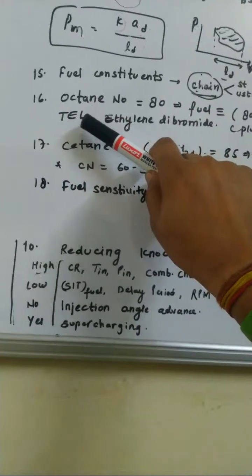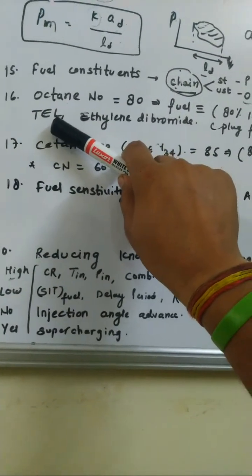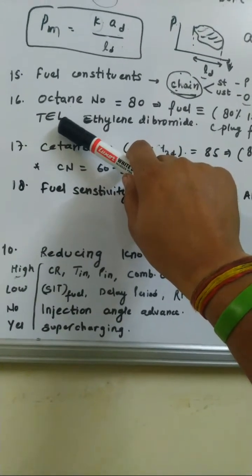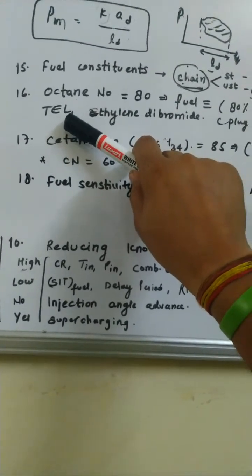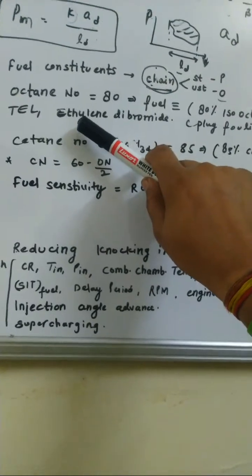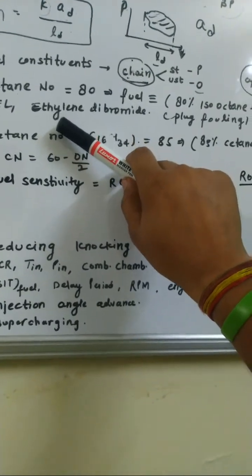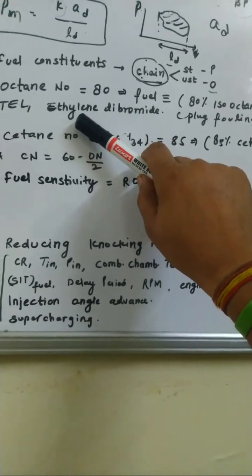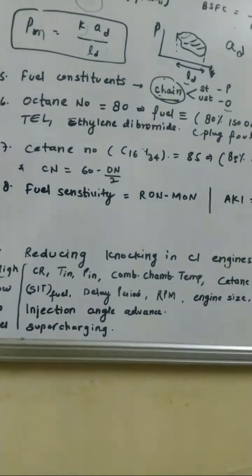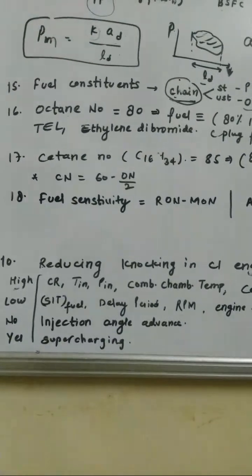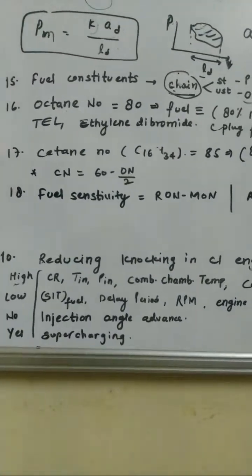But when we were using this tetraethyl lead, it used to cause the problem of spark plug fouling, and to avoid that fouling we used to add ethylene dibromide at those times, but now this is totally banned, so we have no option of adding TEL to increase the octane number.